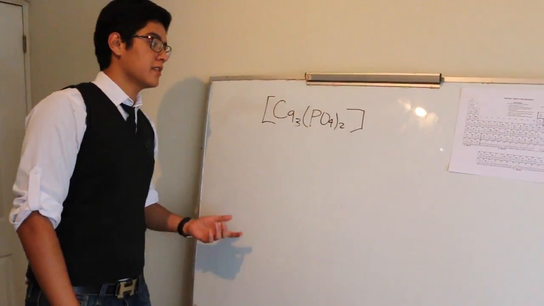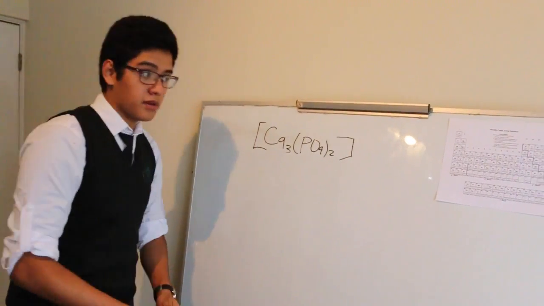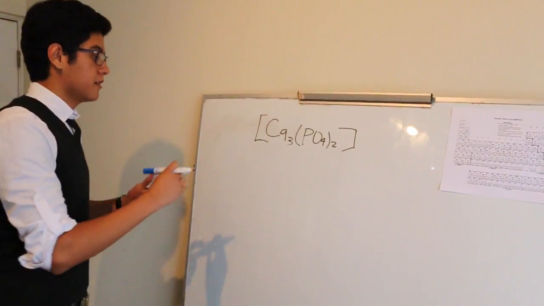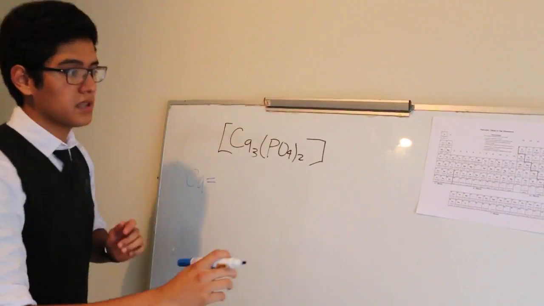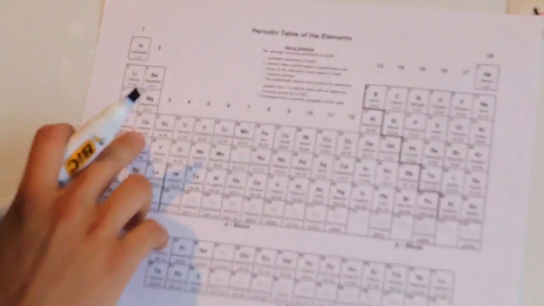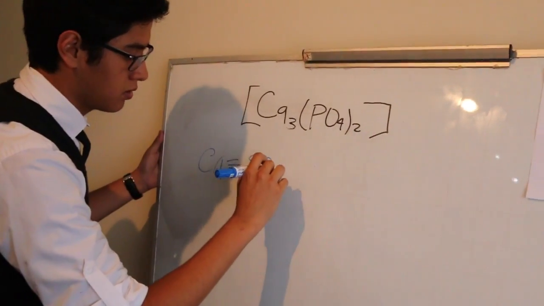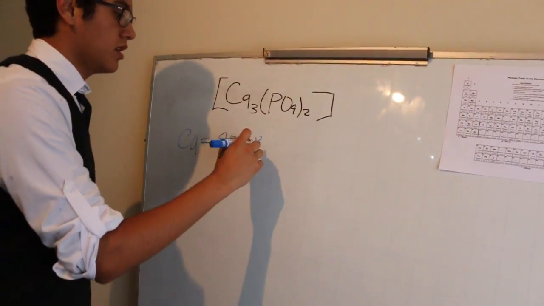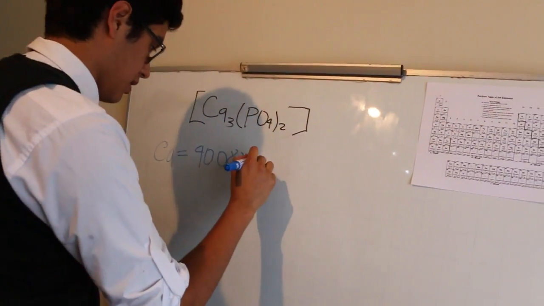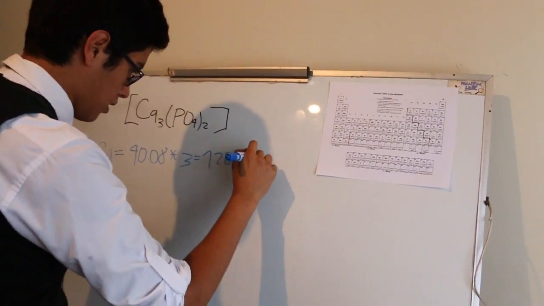Now I'll show you how to find the mass percentage of each element in calcium phosphate. The first step is to write the mass of each element. For example, calcium equals the mass in the periodic table, that is 40.08, times the subscript number in the formula, that is 3. So we multiply it by 3, and this equals 120.24 grams.